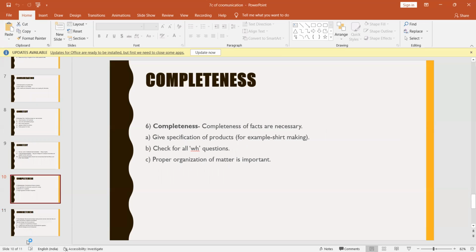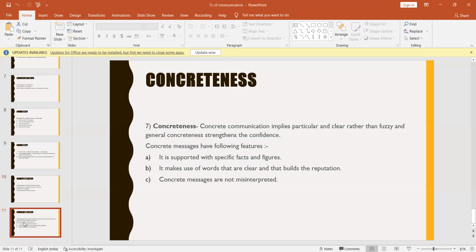Coming to the next part, that is completeness. Completeness of facts is necessary. Give specifications of the products. Suppose you are going to purchase a shirt from the market, so try to give the size, color, quantity, quality, make, everything. Suppose you are conducting a meeting, you will have to give the answers to all WH questions, like when you will conduct the meeting, why you are conducting the meeting, what is the purpose of the meeting, what will be the agenda of the meeting. So check for all WH questions, and proper organization of matter is important.